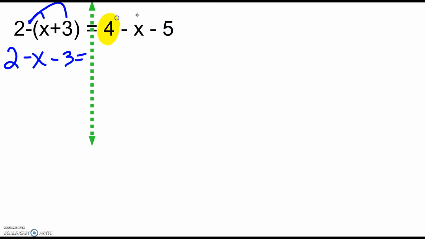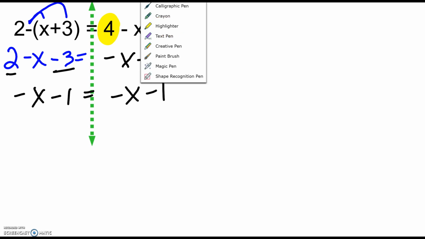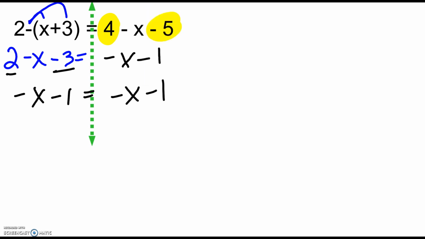And on the right-hand side, I'm going to combine my like terms. So I see that I can combine 4 and -5. So that's going to leave me with -x minus 1. On the left-hand side, you should have noticed that you can combine like terms. And again, that would also leave us with -x minus 1. So just like the last problem, you may notice something at this point, but I want you to keep going.